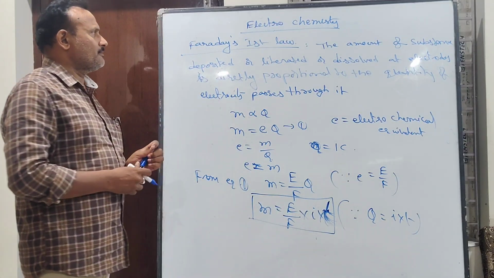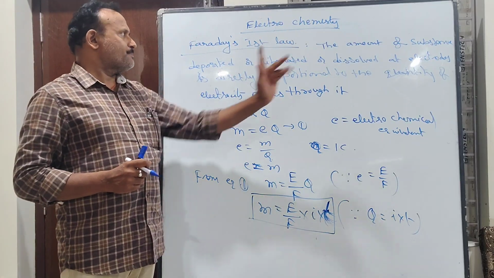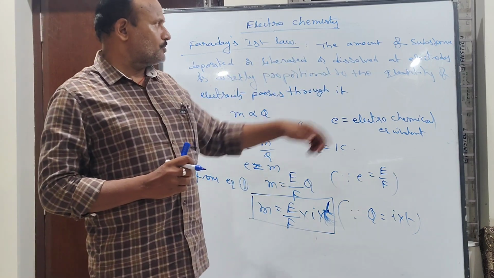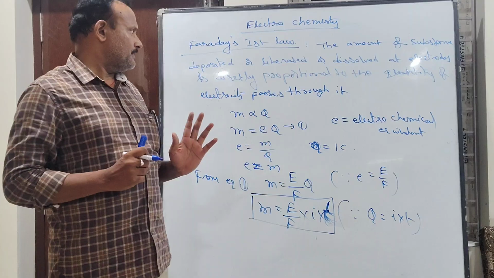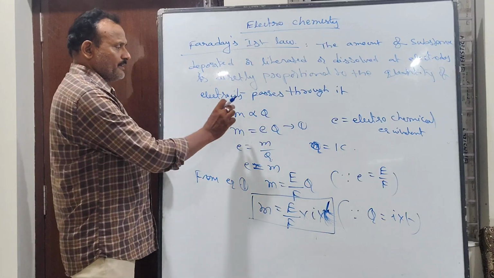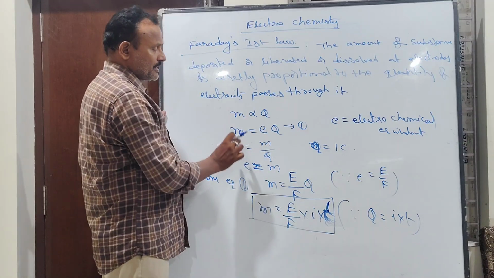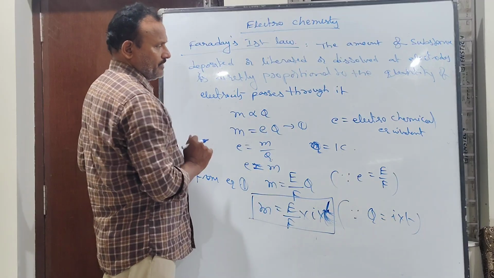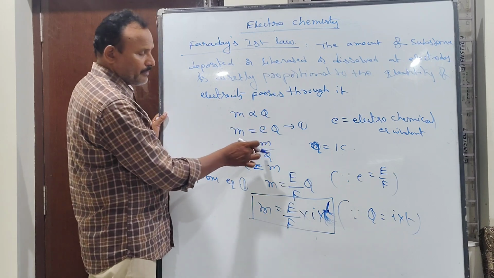I am repeating once again. Follow this one. What is Faraday's first law? The amount of substance deposited or liberated or dissolved at electrodes during the electrolysis is directly proportional to the quantity of electricity passed through it, right? That is the statement. Based on the statement, the mathematical expression is M directly proportional to Q. Here M is equal to some proportional constant small e into Q. Here small e is electrochemical equivalent. So how to define the electrochemical equivalent from that equation? e is equal to M by Q, right?